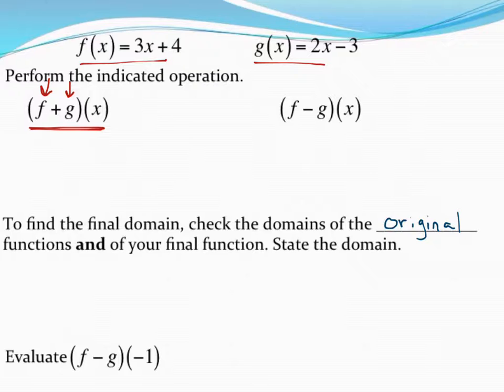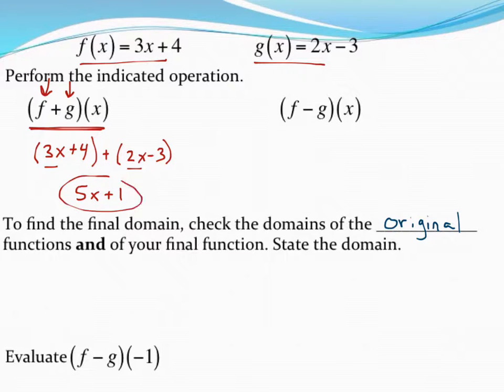So I'm going to take the first function, I'll use parentheses around it, although I may or may not need them in this case. So I've got 3x plus 4 as my f function. I want to add that to the g function, which is 2x minus 3. And from here, it is a matter of adding up like terms. So I've got 3x plus 2x to get 5x, and then 4 plus negative 3 to get positive 1. So I end up with a brand new function that's going to represent the sum of the two functions.